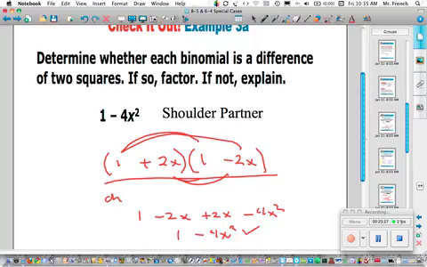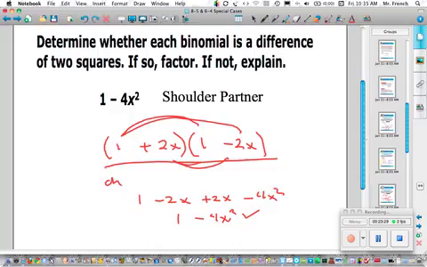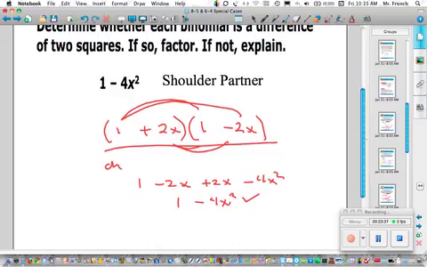Now, another question was asked here, or let me ask this question here. Is this the same as going 1 minus 2x and then 1 plus 2x? And the answer is yes. It is the same because of what property?